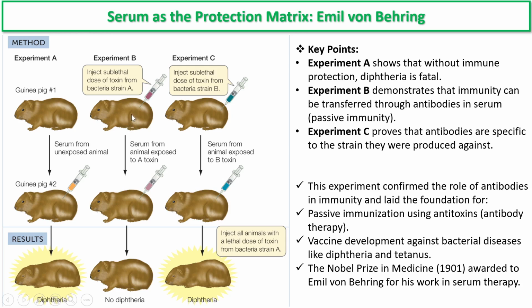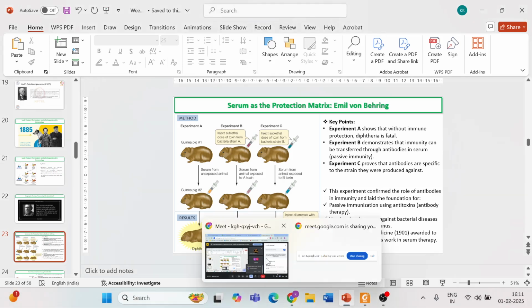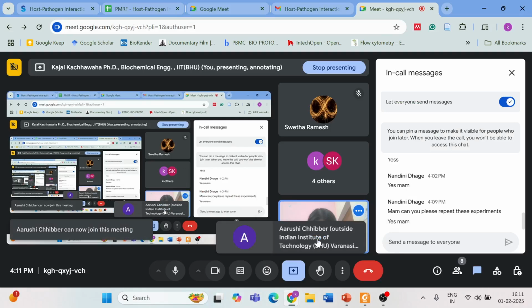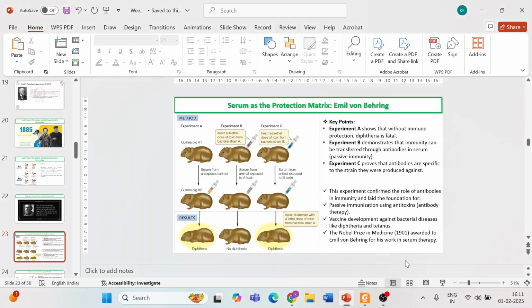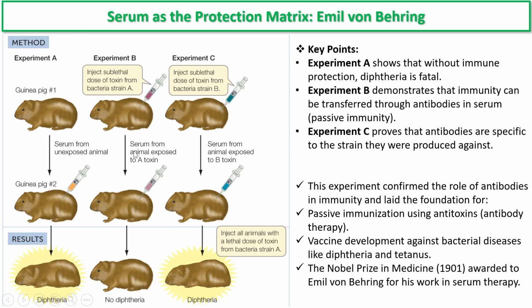So when he is isolating the serum from this guinea pig, this guinea pig is infected with bacterial strain A, and its body is developing the toxin A. When the serum is isolated from this guinea pig and injected into a second guinea pig, the second guinea pig is getting serum containing toxin A. So it is getting infected with toxin A. And in experiment C, he is doing the same thing, but the bacterial strain is B.